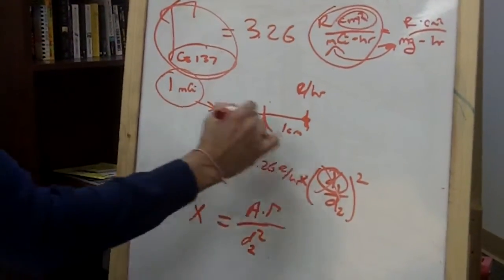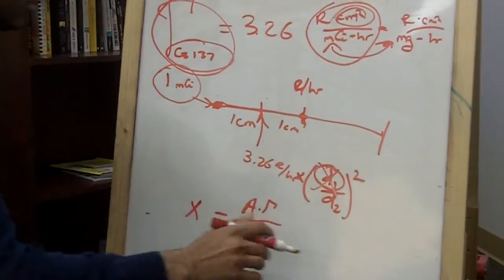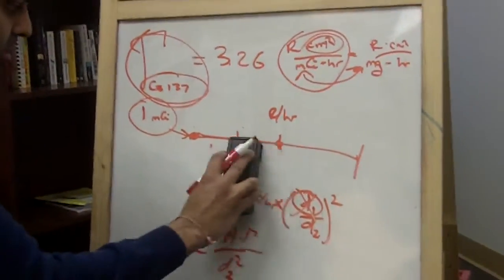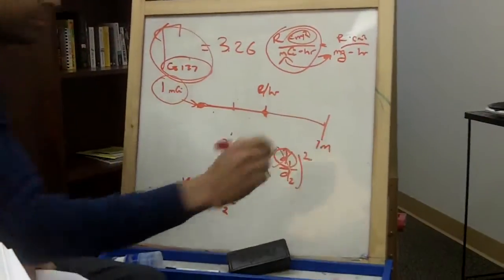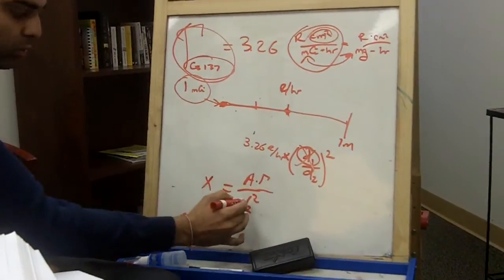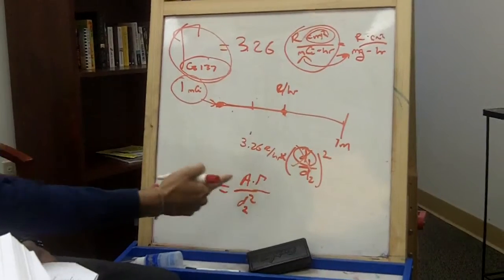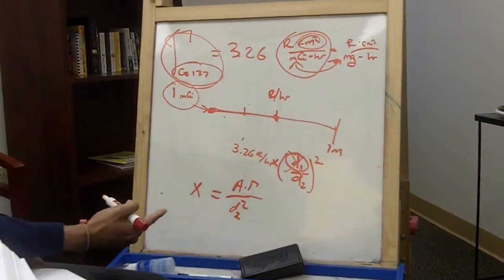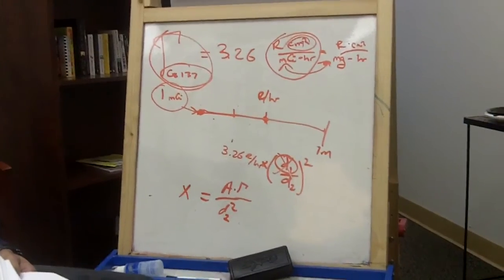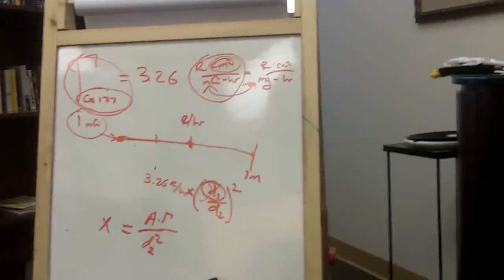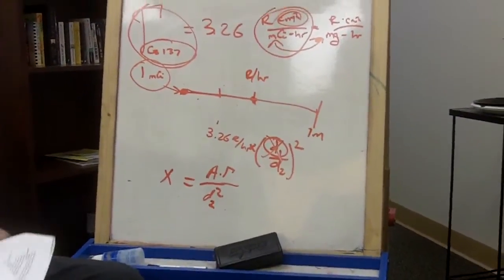If I were to say that this whole thing was 1 meter, you can't say 1 over 1 meter squared, because that's really 1 cm sitting there. You have to say 100 centimeters. 100 centimeters squared. Does that make sense? Good. So let's do this.